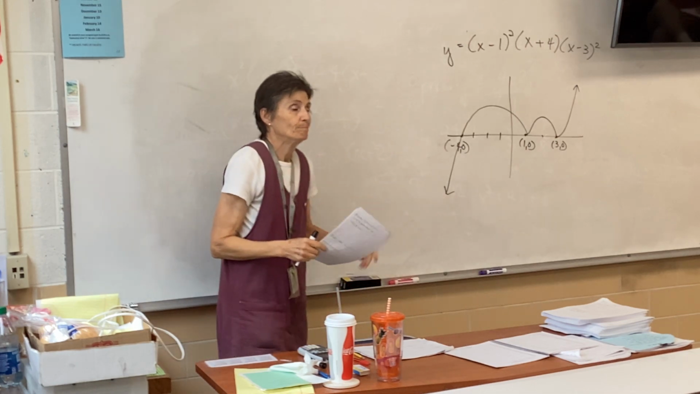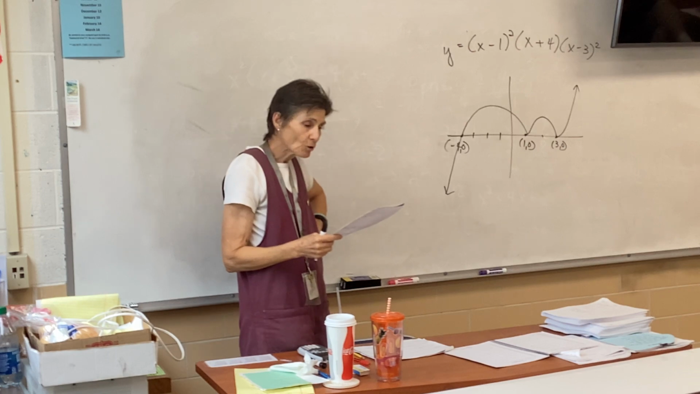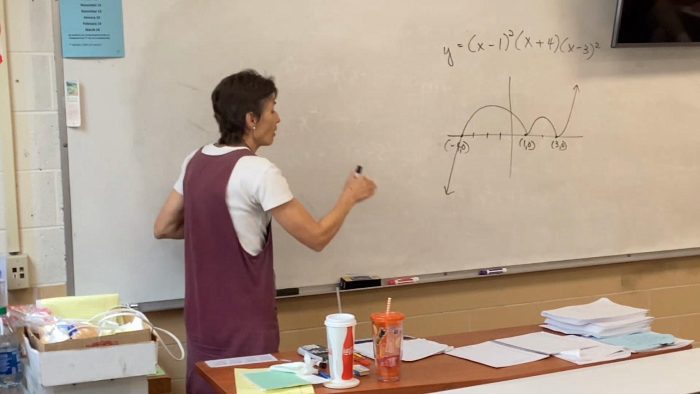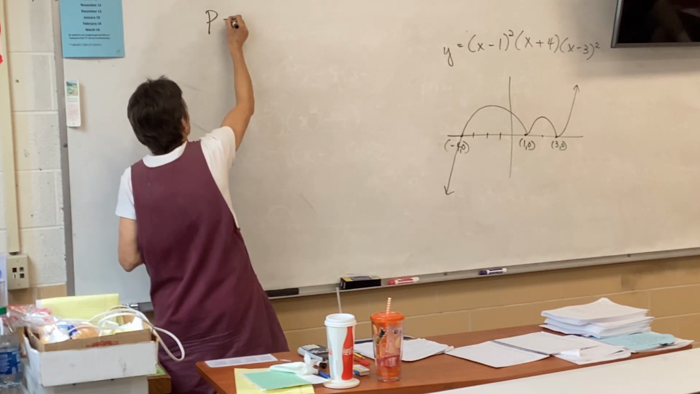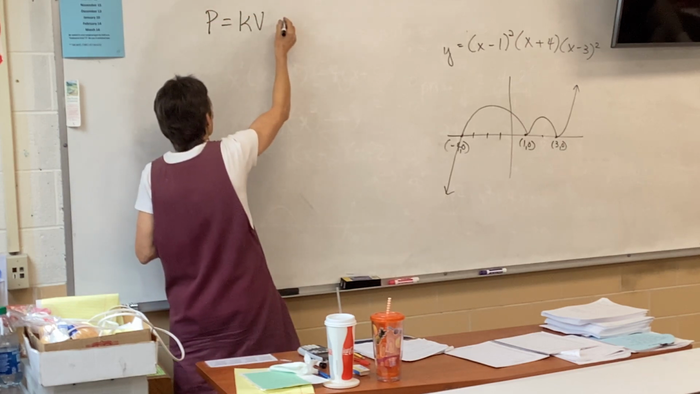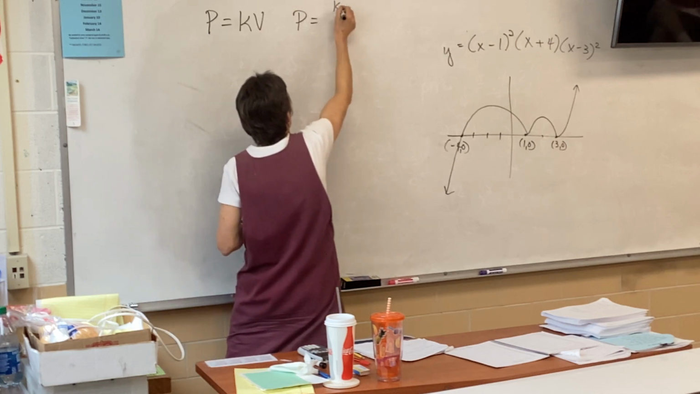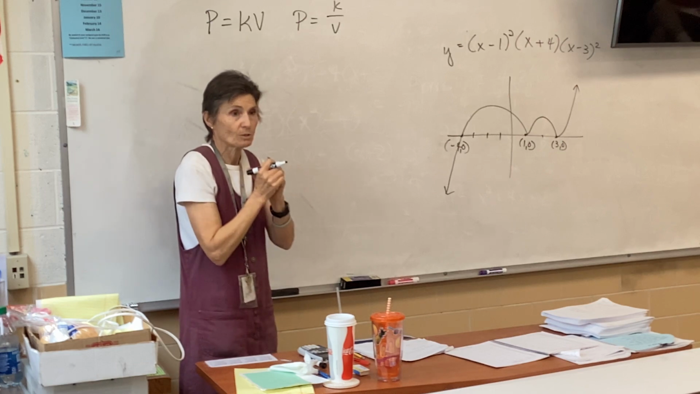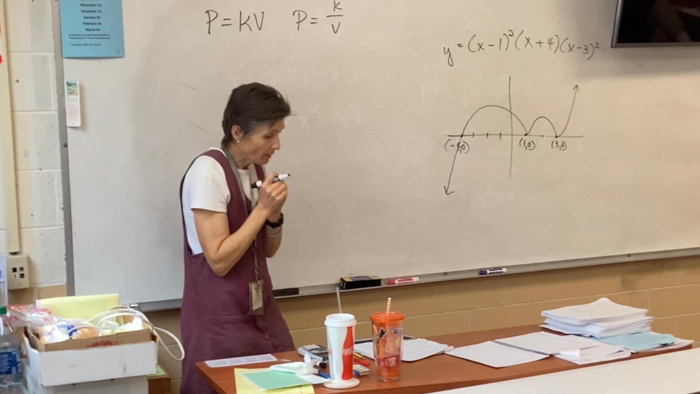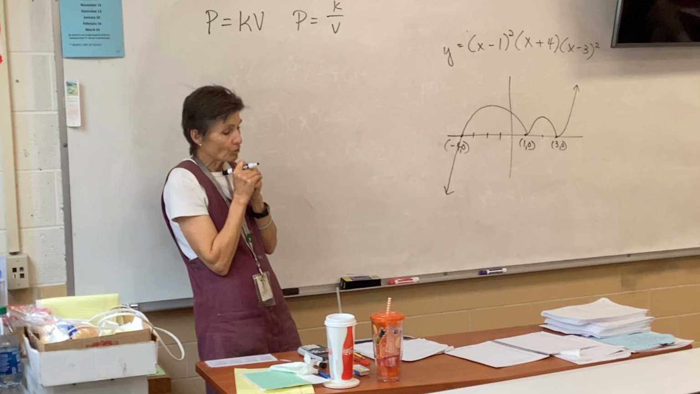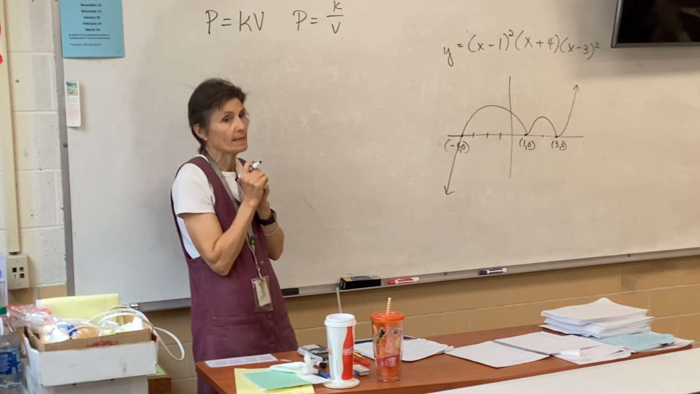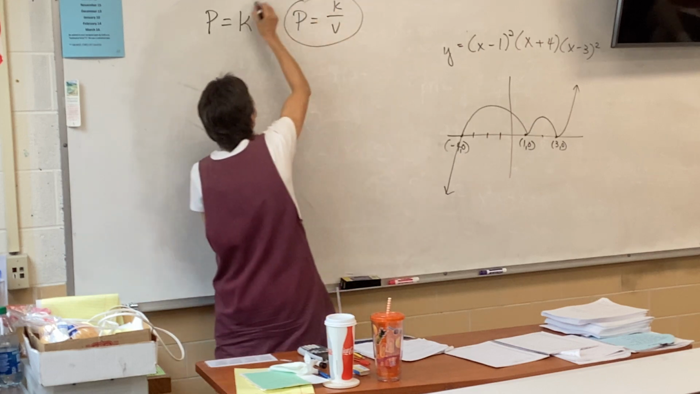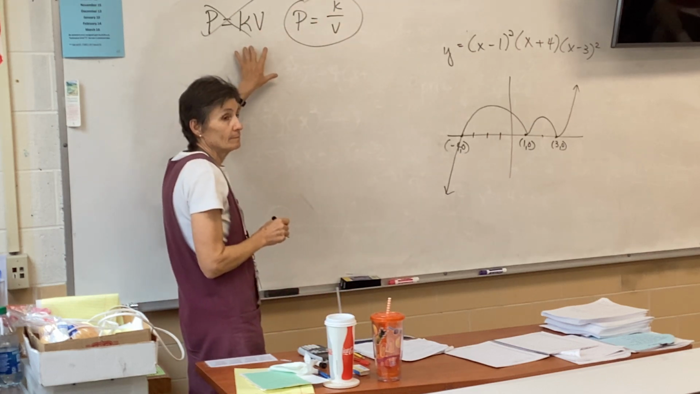All right, number 8. Pressure varies inversely as volume. Here are your 2 choices. P equals KV, P equals K over V. Those are the only 2 possible setups. Which one do I want if pressure varies inversely as volume? K over V. I want this one. This one is direct.